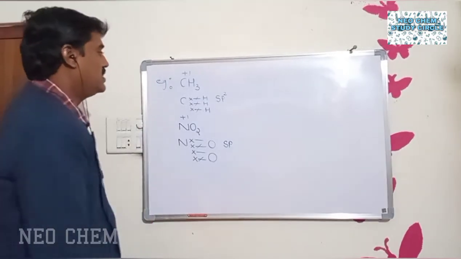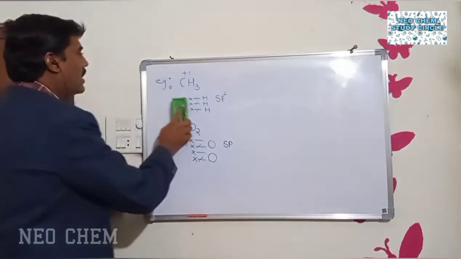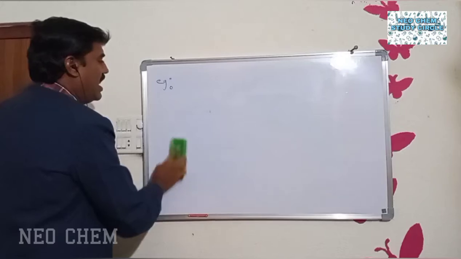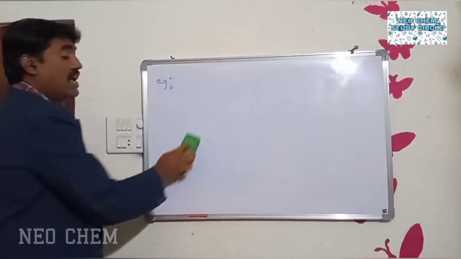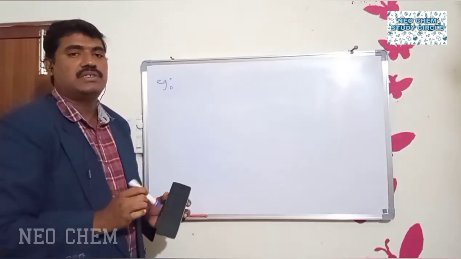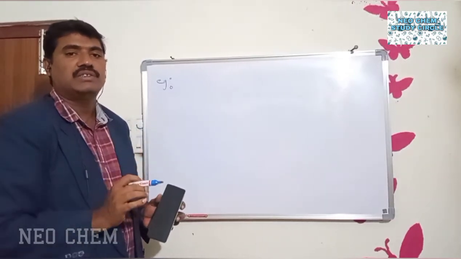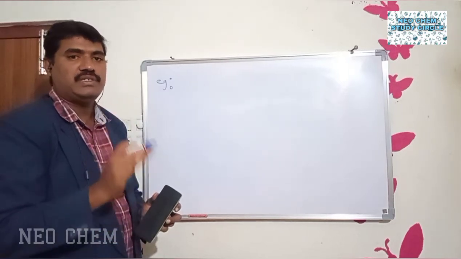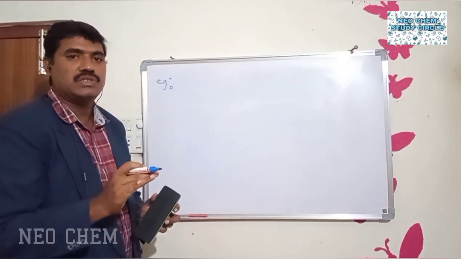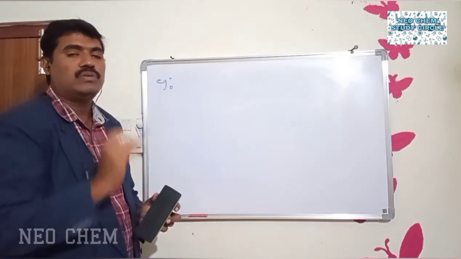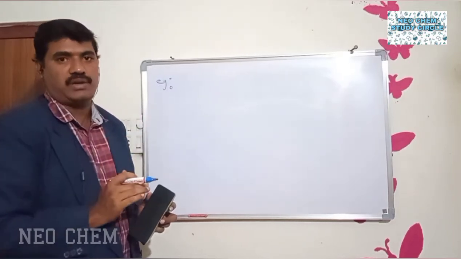Okay. Next, we will discuss hybridization of anions. In anions, the central atom carries negative charge. When the central atom is carrying negative charge, it should have one electron more than its group number.